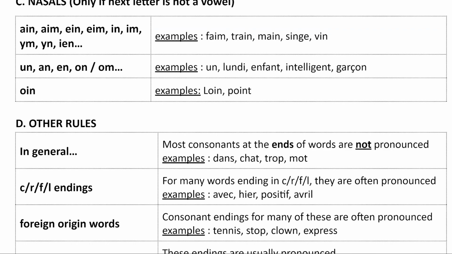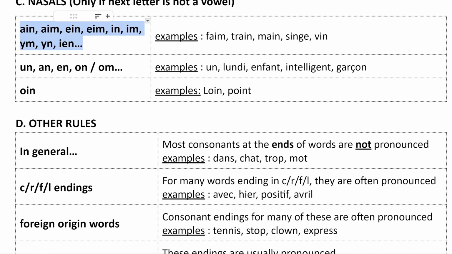Next, we have what we call nasal sounds. This doesn't really exist in English. So whenever you see vowel plus N or M, most of the time these are nasal sounds. So what that means is it comes from the nose. So you can actually put your fingers on the bridge of your nose and then just rest it there as you're saying these. If your nose is vibrating, then you're doing something right.